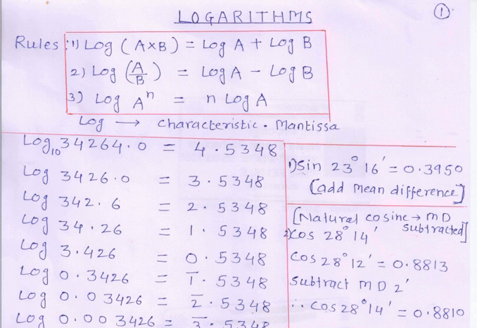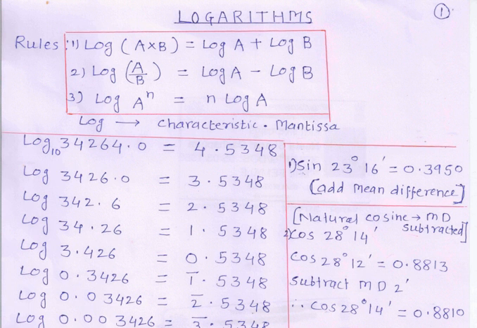Another, the log of A upon B, that is the division, is equal to log A minus log B. So this division converts into subtraction. And log of A to the power n, where n is an integer, is n times log A. So these are three basic rules we are using while solving the log problems.